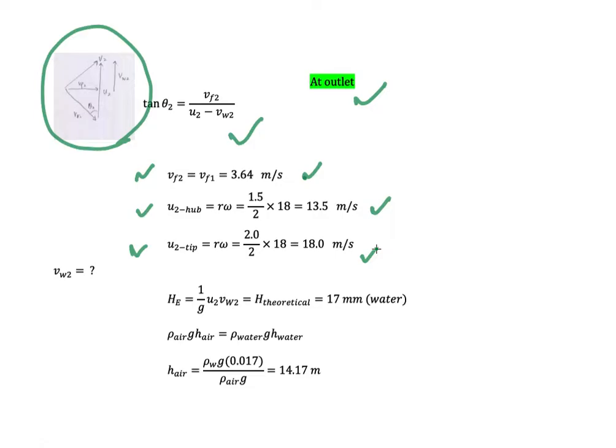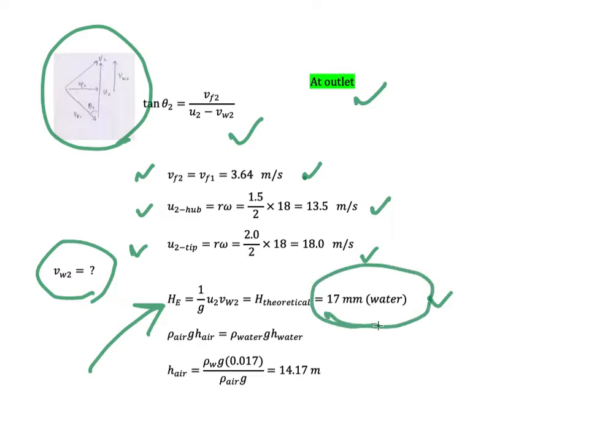So how do we calculate the value of Vw2? According to the question, the theoretical head is equal to 17 millimeters of water. This is a very critical calculation, because we are solving a problem of air, which means that we need to convert everything using the properties of air. So we need to convert this height of water into millimeters in terms of air.